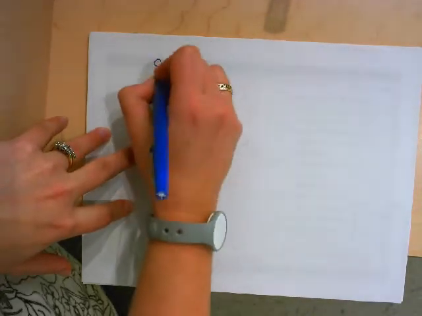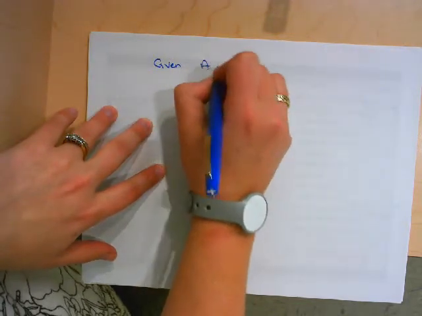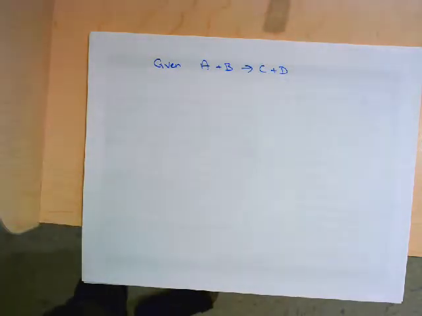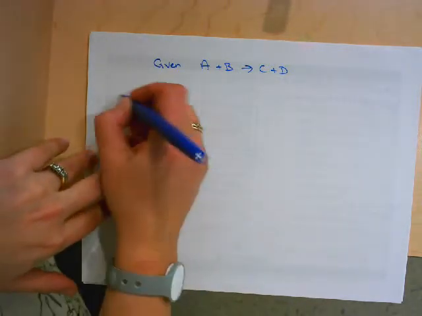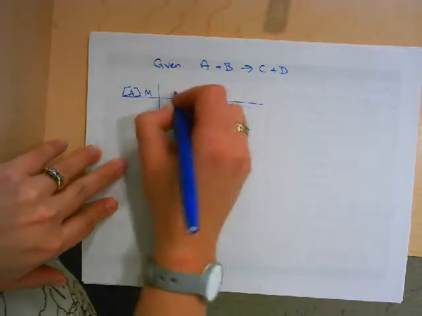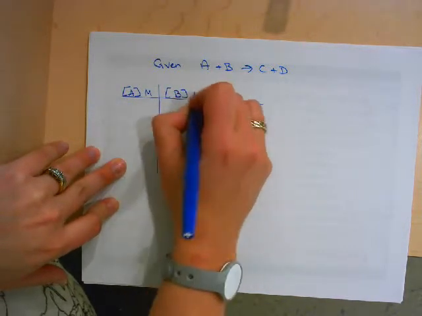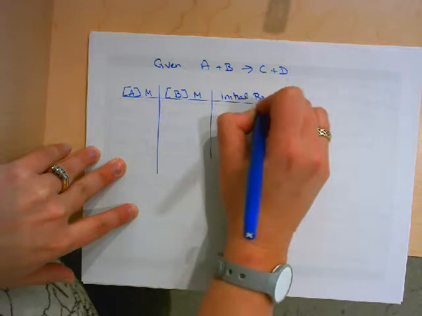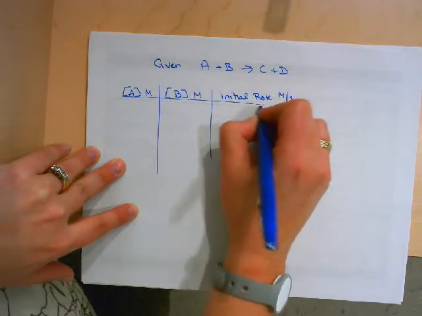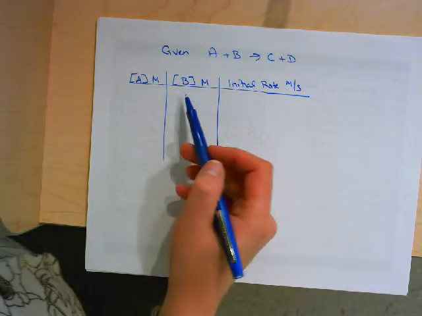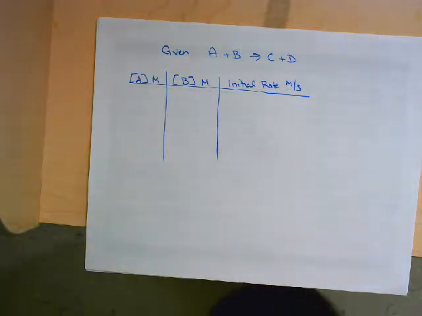Alright, so doesn't even matter. We'll call it A plus B. Alright, so here's the exact same table like I had in the previous one. Molarity of A, molarity of B, and I measured some sort of initial rate for each one of these.